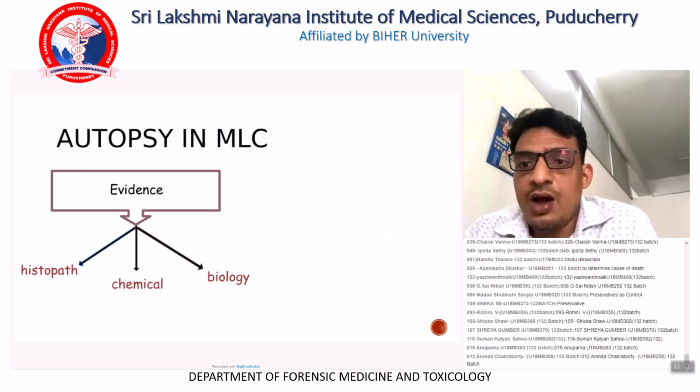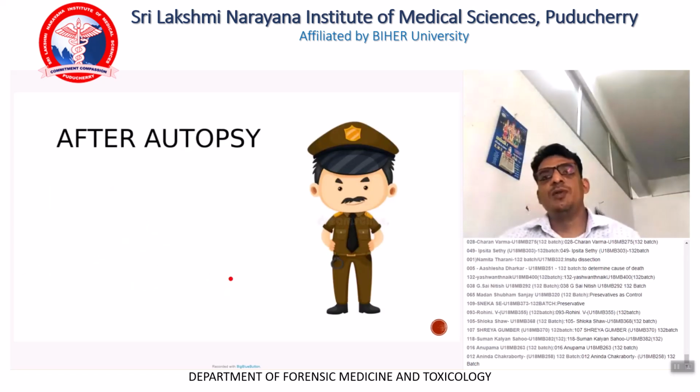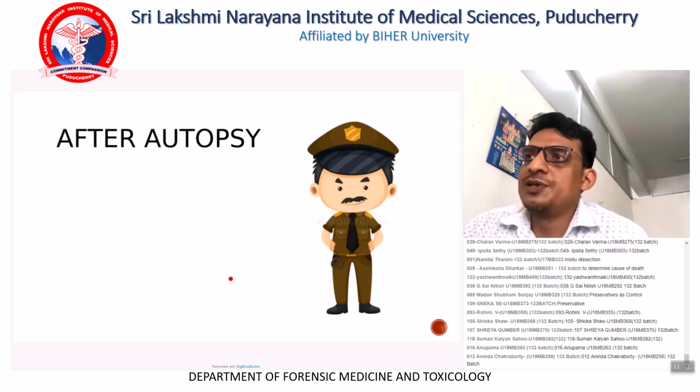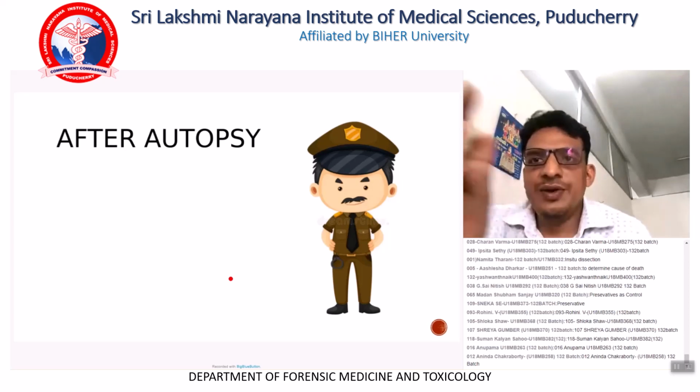Next. After the autopsy, who should we hand over the body to? Police officer. We should always hand over the body to the police officer. And also we should take a receipt from the police officer for handing over the evidence. All evidences should be handed over to the police always. No other person should be given. Investigating officer is the only person whom you will give any evidence or any report.